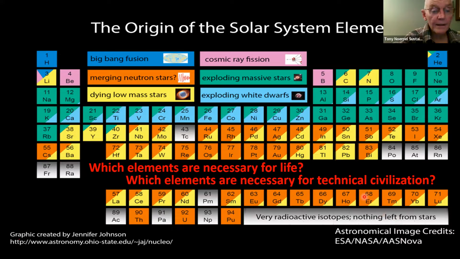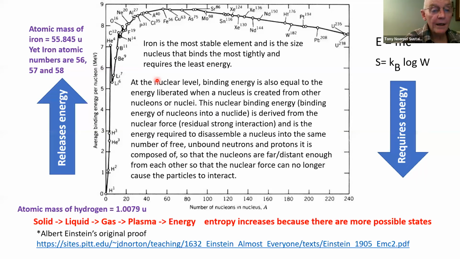So moving on, this begins to explain it. These are all the elements. It's a different way to look at the periodic table of elements. And this is a map of the binding energy of the nucleus of an atom. Iron, copper, cobalt, nickel, all the ones up here in this little flat area are basically the most stable elements. Iron is particularly stable, and it's the size nucleus that binds the most tightly and requires the least energy to bind it.